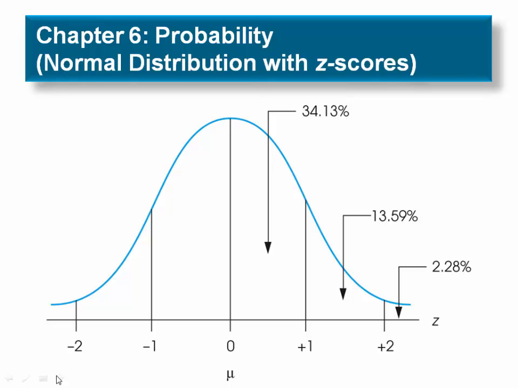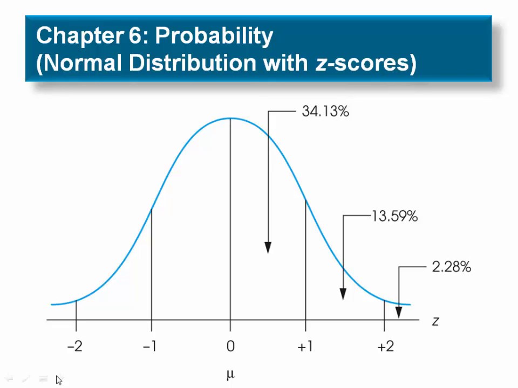Statisticians often identify sections of a normal distribution by using z-scores, as shown on the slide. You should recall that z-scores measure positions in a distribution in terms of standard deviations from the mean. Thus, z equals +1 is one standard deviation above the mean. Z equals +2 is two standard deviations above the mean, and so on.